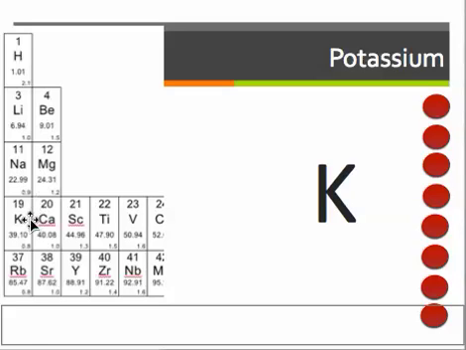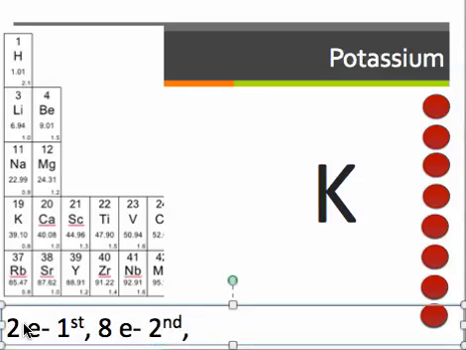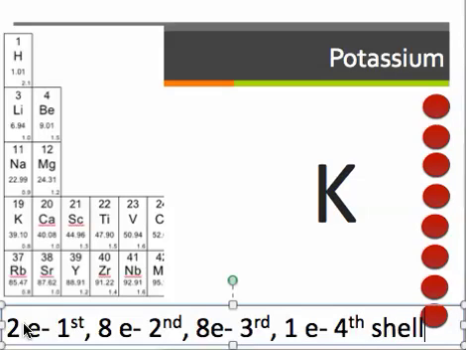So let me go ahead and go through the electron configuration. We have 2 electrons in the first shell. We have 8 electrons in the second shell. We have 8 electrons in the third shell. And then we have 1 electron in the 4th shell. And that is the configuration of potassium, which means that it has only 1 valence electron.